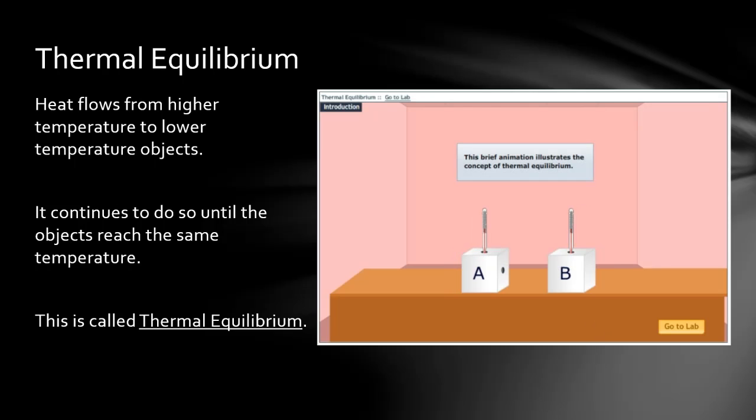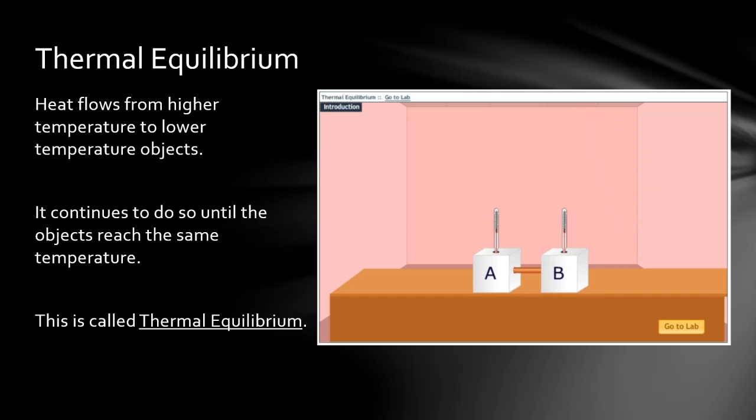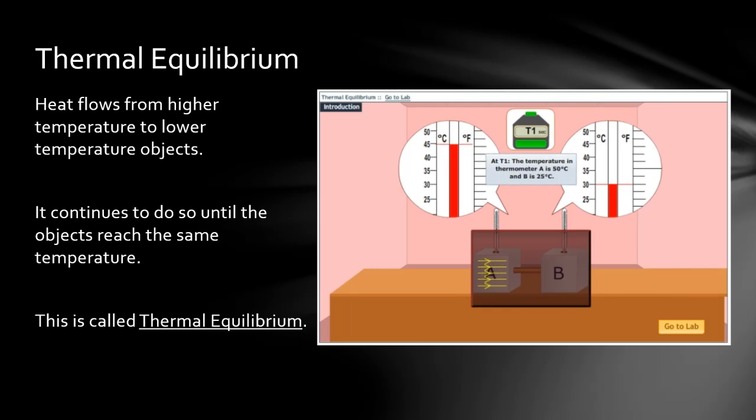This brief animation illustrates the concept of thermal equilibrium. We have two objects, object A and object B. Their initial temperatures are different. Object A is 50 degrees Celsius, object B is 25 degrees Celsius. As we look, we notice that the energy is being transferred from object A into object B, and so object A's temperature is decreasing while object B's temperature is increasing. And thermal equilibrium is at 38 degrees Celsius.